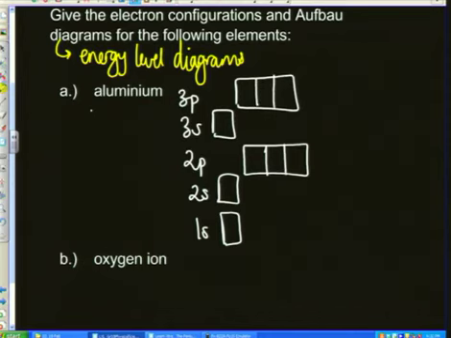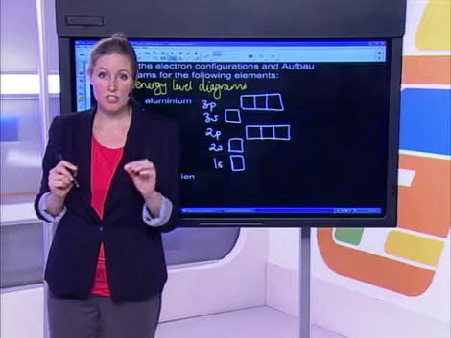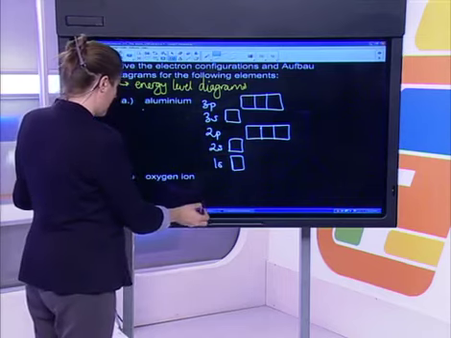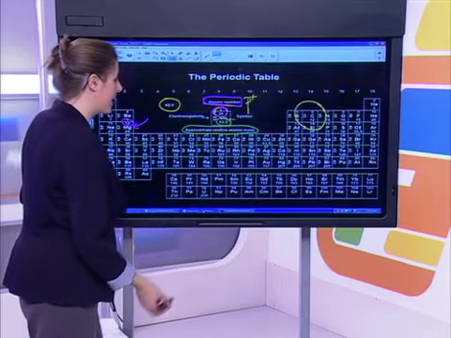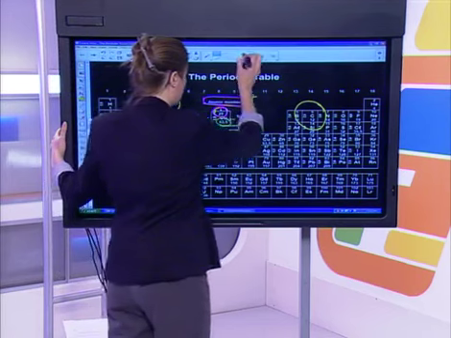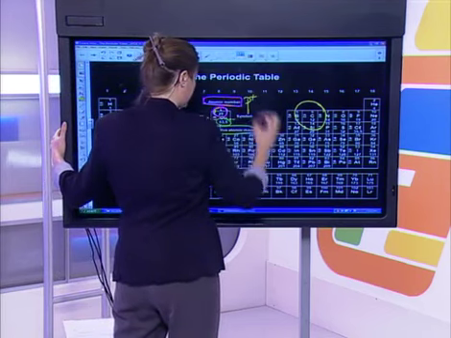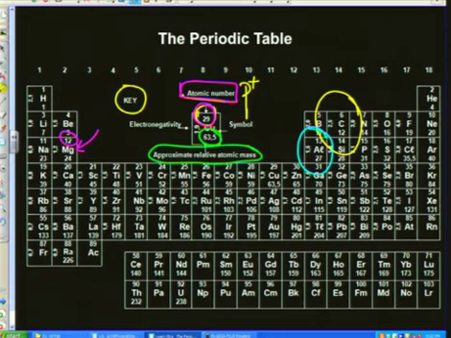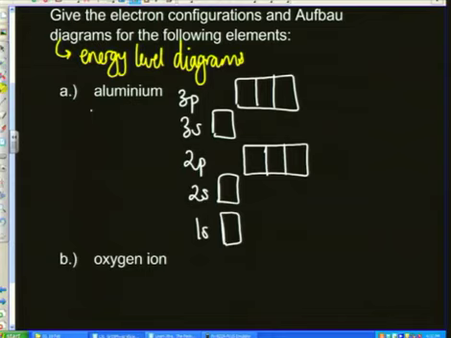Okay, so for aluminium, I need to go find it on the periodic table. So, if we go to the periodic table, let's find aluminium. I know it is over there, and it's got 13 and 27. The 13 is the number of protons, so I'm going to write it now in standard notation.